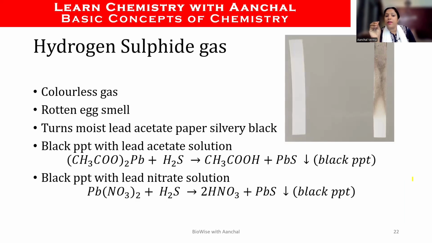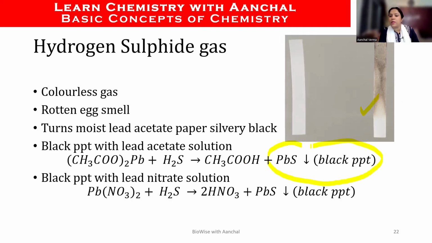Now, hydrogen sulfide turns moist lead acetate paper silvery black. You can see here the color, right? This is your lead acetate paper, which turns silvery black because of the presence of hydrogen sulfide gas. And with the solution, you get a black precipitate. Now, this black precipitate is because of the formation of lead sulphide, which is black in color.